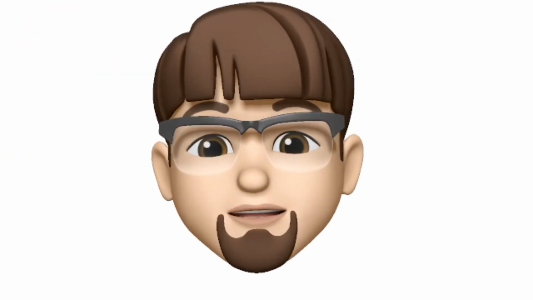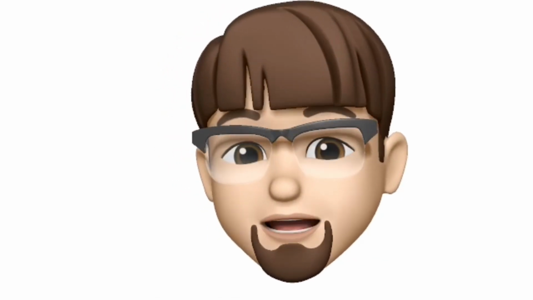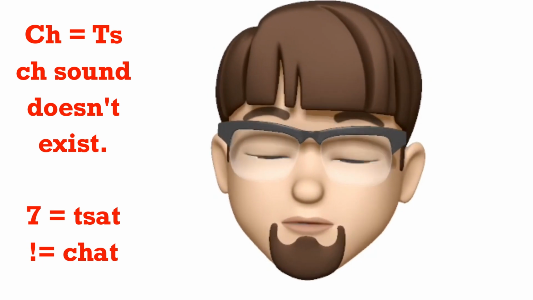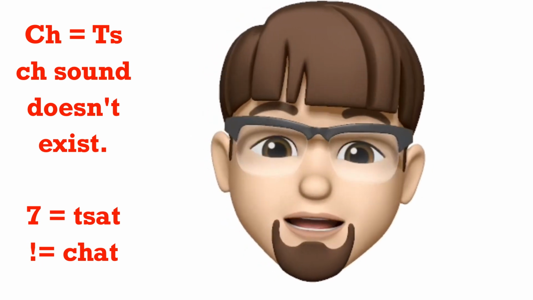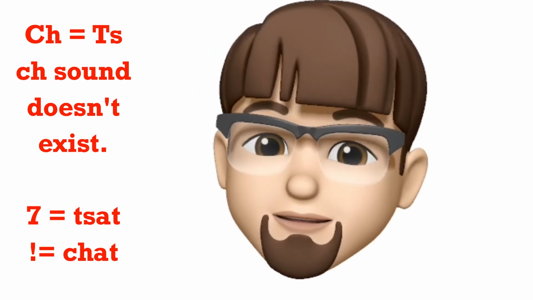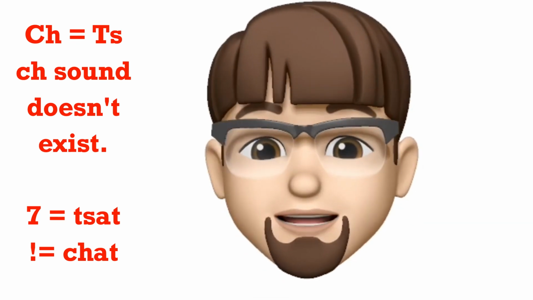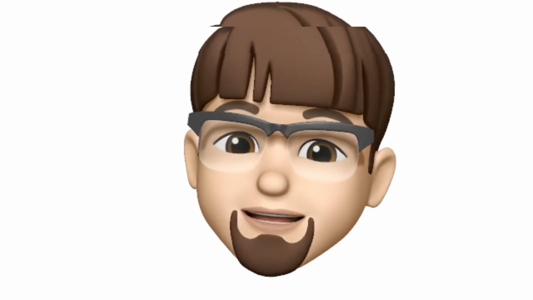Now before we practice the pronunciation of 7 in Cantonese, we must clarify the CH sound in Cantonese. It's really a TS sound, not like the English CH where you round your lips and say ch. It's more like ts. The word 7 is tsat, spelled T-S-A-T, but some books will say C-H-A-T. It's not chat, it's tsat.